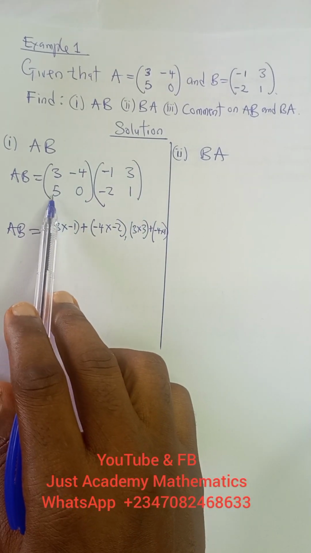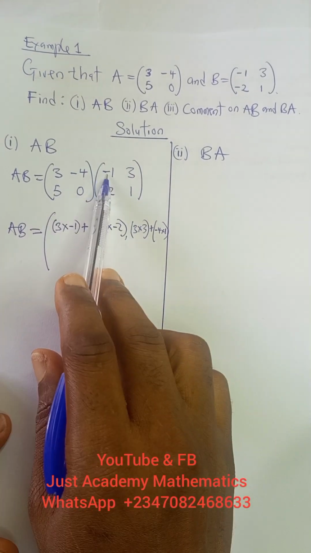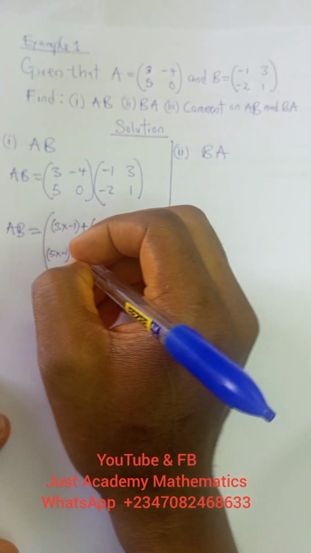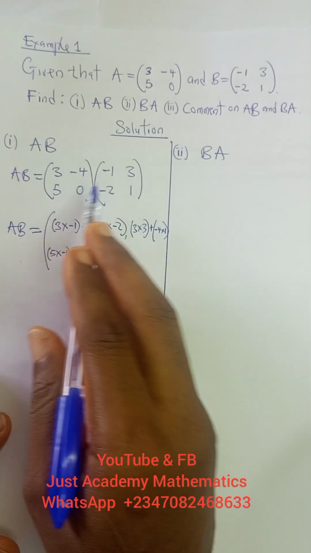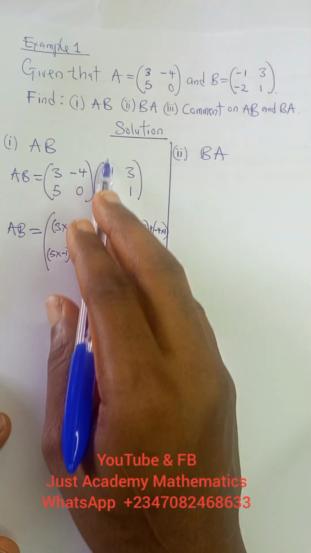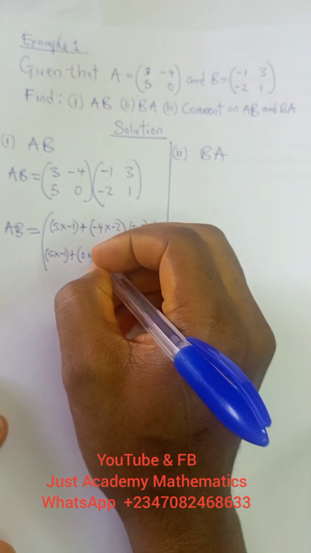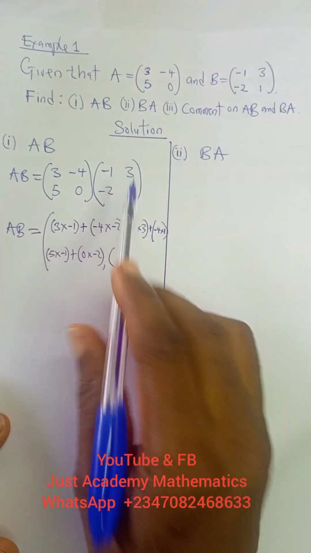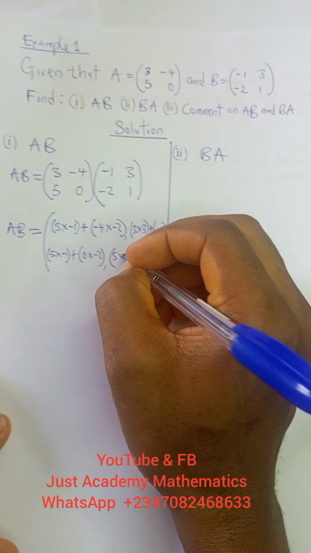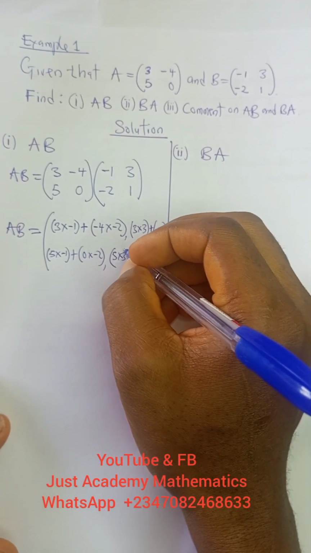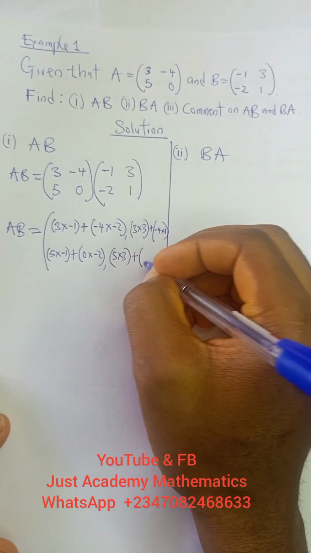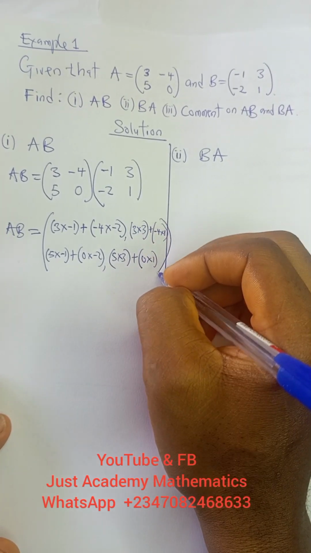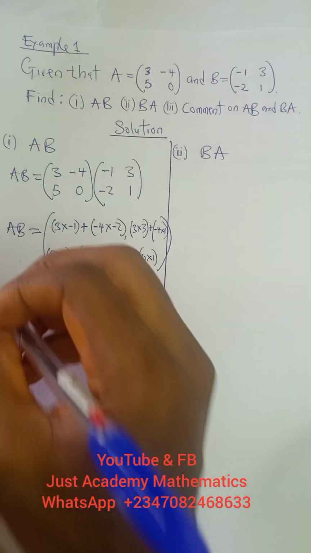Now, let's go again. We go with this. 5 times minus 1, plus 0 times minus 2. Row column. Then we go again. 5 times 3. Row column. 5 times 3, then plus 0 times 1. We cover the brackets. Now let's proceed further.